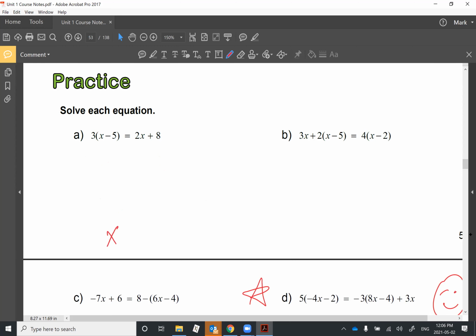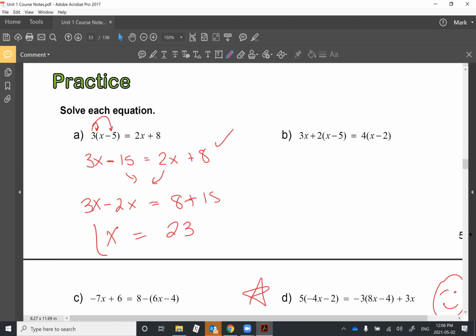So x is 23. Nothing to it. Easy, easy. Well, I think it's easy with some practice anyways.